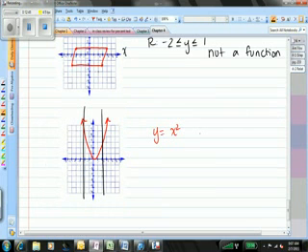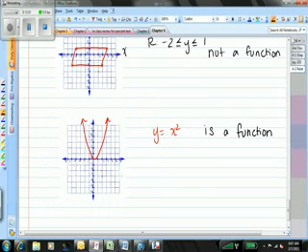Once. If we draw it over here, how many times does it hit? Once. If we draw it over here, how many times does it hit? Is it a function? What if you drew it sideways? That would not be a vertical line test. There is no horizontal line test.